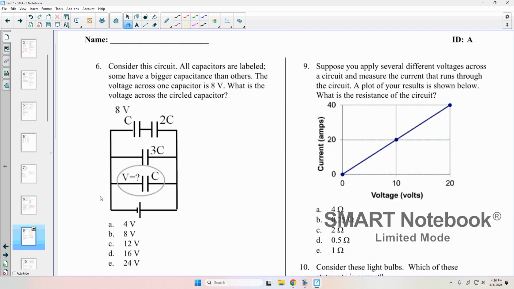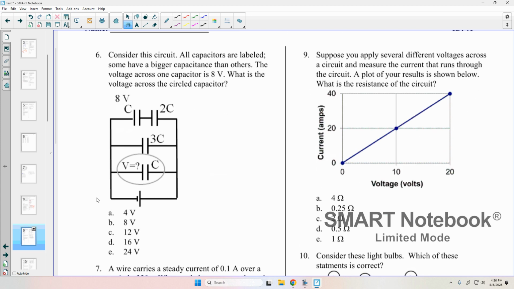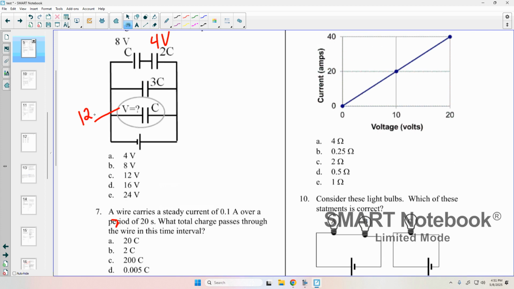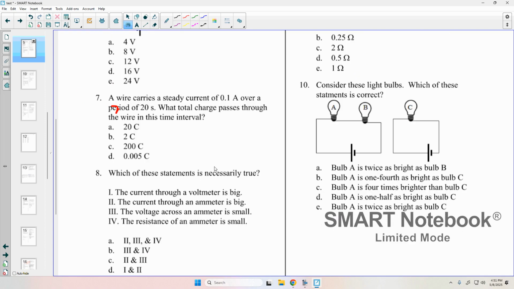All right. This one too, like this one here, if I know that that top one has 8 volts, that means that 2C, that capacitor, has what voltage? Now remember, big capacitors have small voltages. So it's going to have 4 volts, right? So the 2C is going to have 4 volts. That means that this capacitor right here will have 8 plus 4 or 12 volts. Okay?